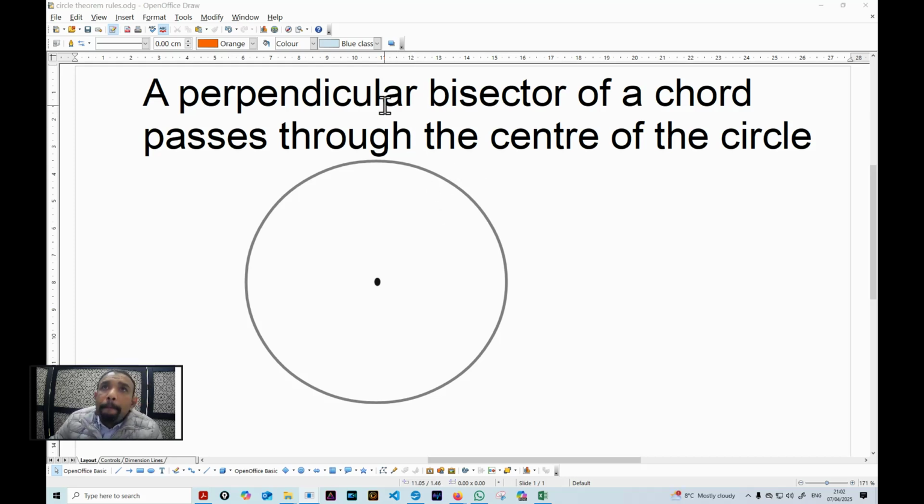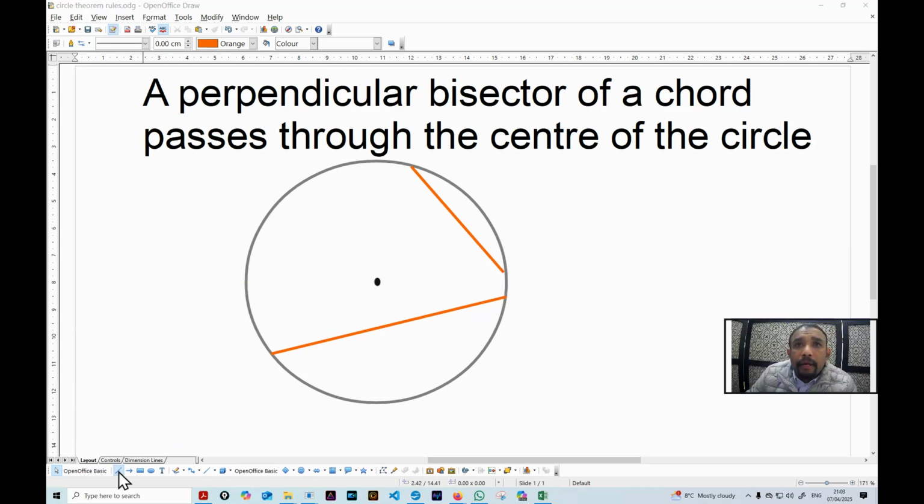So, perpendicular bisector of a chord. What is a chord? Chord means these are the chords. A chord touches 2 points on a circle. That is a chord, and that is a chord, and that is a chord.